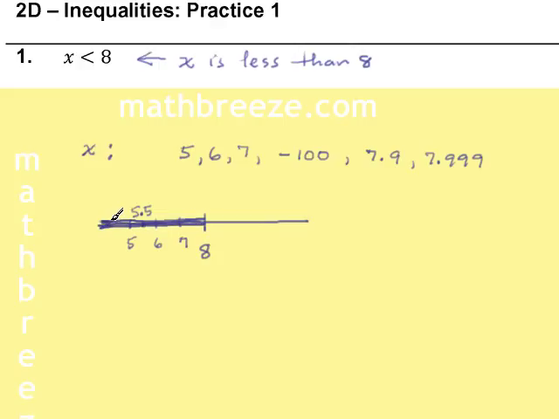And then to indicate that anything to the left of 8 is included, we'll put an arrow, meaning the shaded area goes on forever, to make sure we include numbers like negative 100. But what about 8 itself? Well, 8 is not less than 8. So at 8, we're going to put an open circle just to indicate that 8 is not included in the shaded area. So this is a graph that represents this inequality, x less than 8.